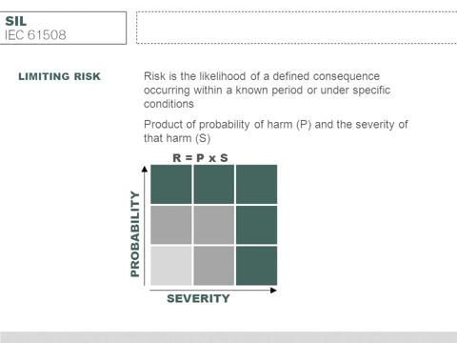So as we said, the whole process is simply about eliminating or reducing risk. IEC defines risk as the likelihood of a defined consequence occurring within a known period or under specific conditions. This particular calculation is a relatively simple equation that just multiplies the probability of harm and the severity of that harm to come up with that risk factor. You can see from the graphic here that as either probability goes up or severity goes up, so does your risk. So risk equals probability times severity.